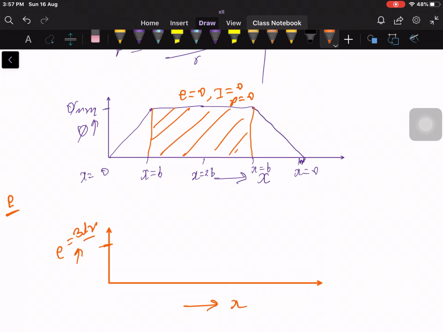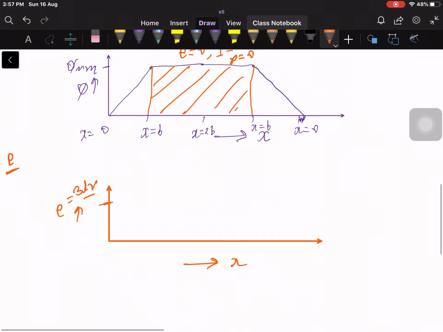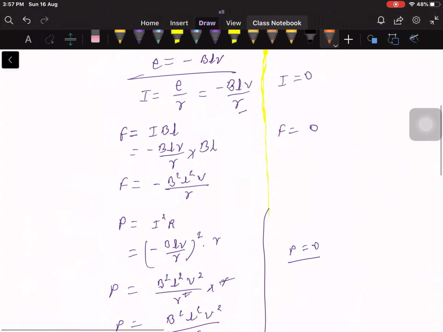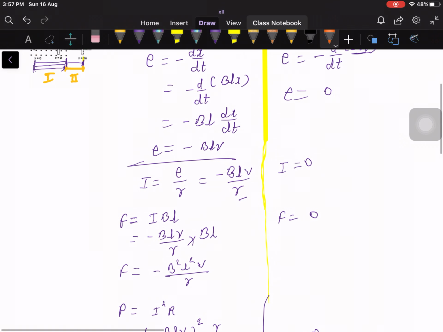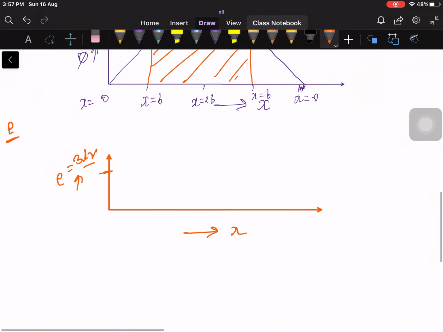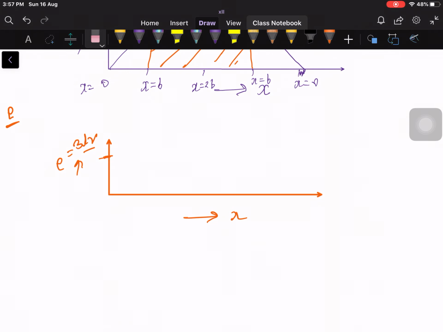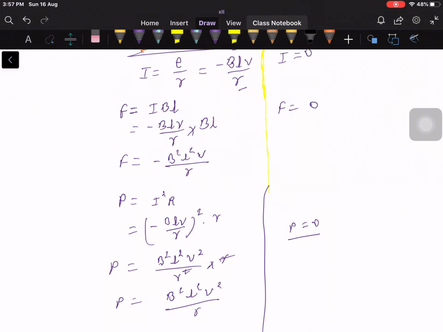When flux is maximum, that is what. But one more thing, I just forgot that induced EMF is negative. If you have observed, it is negative. So we should not draw it in the first quadrant. I should erase it, and we should draw it in the third quadrant. Let's see, I'm going to draw it.